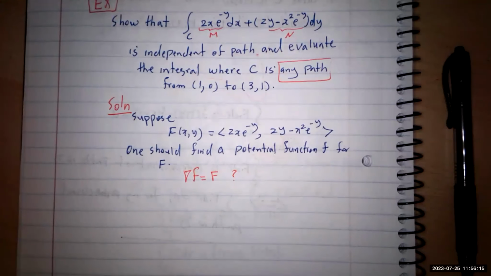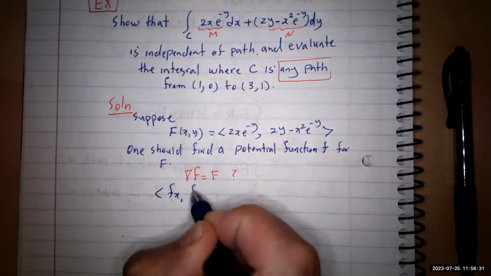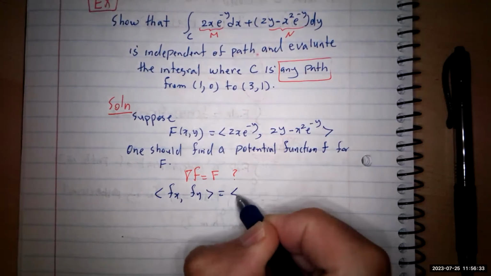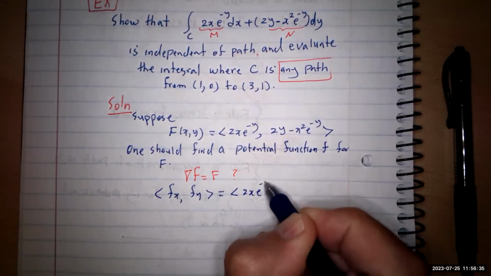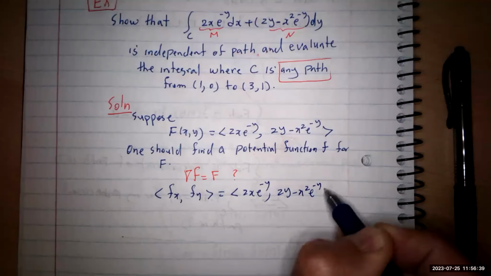So basically this means you have to prove this is potential. Okay, it's going to be a conservative force, and automatically you need that potential function. So that would be easy. It's just two-dimensional. So this is going to be f sub x, f sub y. And this is 2x e to the negative y, 2y minus x squared e to the negative y. Go for it.